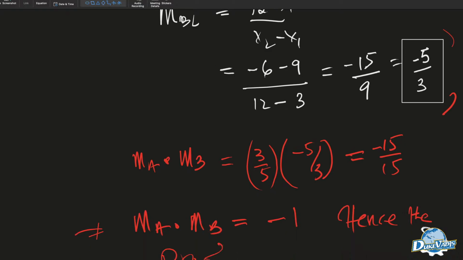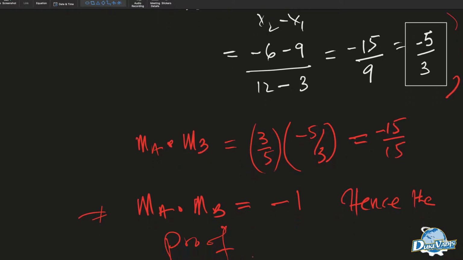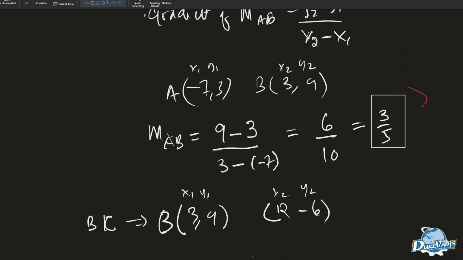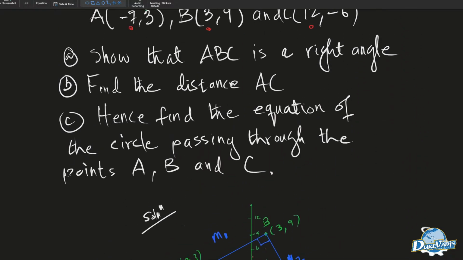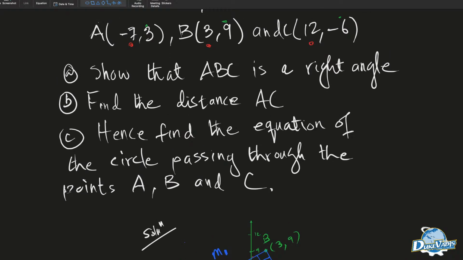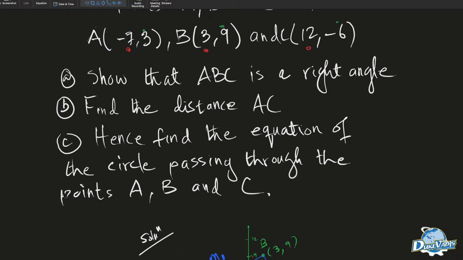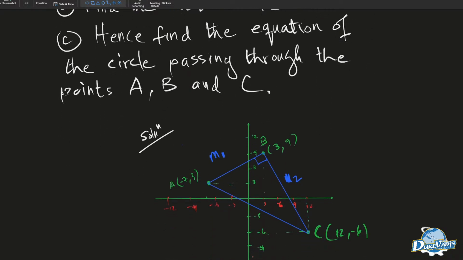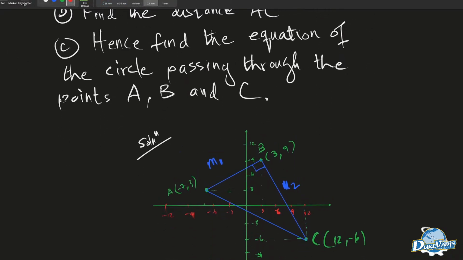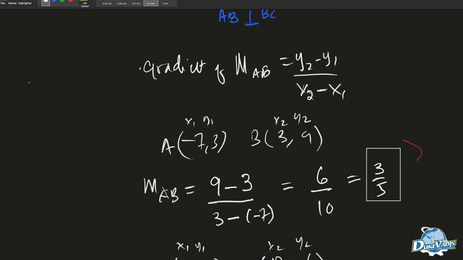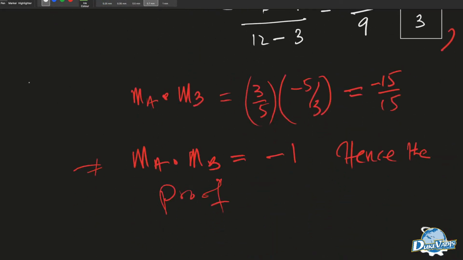Okay, hence the proof. So this is the condition when you're given something like that to prove. So we have the gradients. Now let's look at the next question. Hence, find the distance AC. That's the B part. So let's go back and find the distance AC.